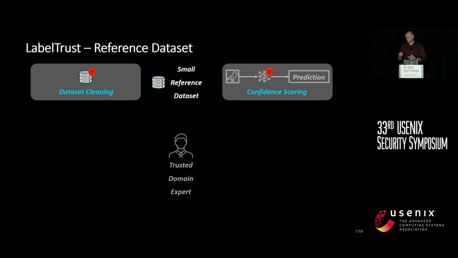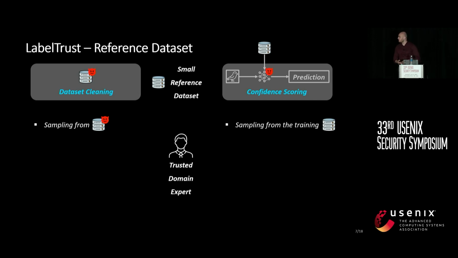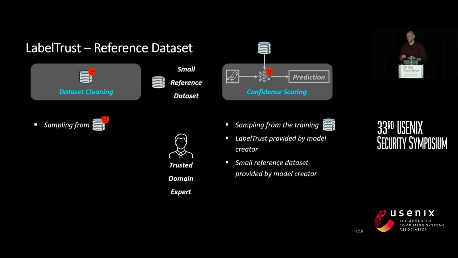This trusted or reference dataset is created by a domain expert, so by a human being. For dataset cleaning, he can just sample labels from the poisoned dataset, see if those samples are poisoned or not, and feed them into the reference dataset. For the confidence scoring, we can do the same if we have access to the training dataset of the pre-trained model. If not, LabelTrust can be provided by the model creator, or the model creator can provide some samples.